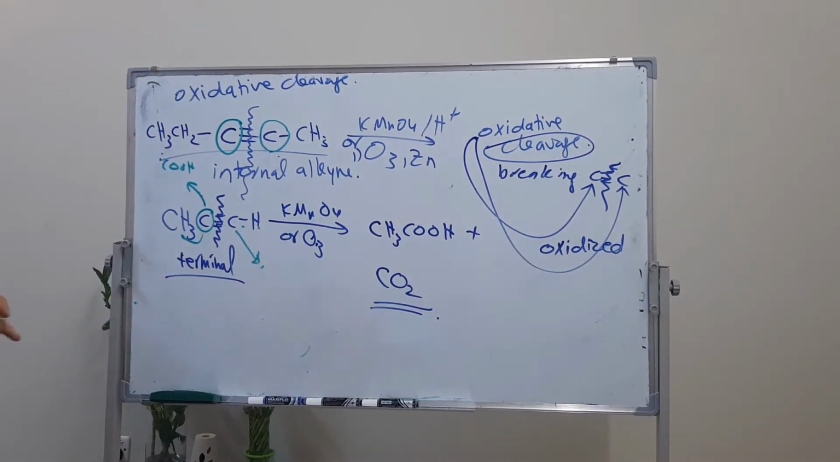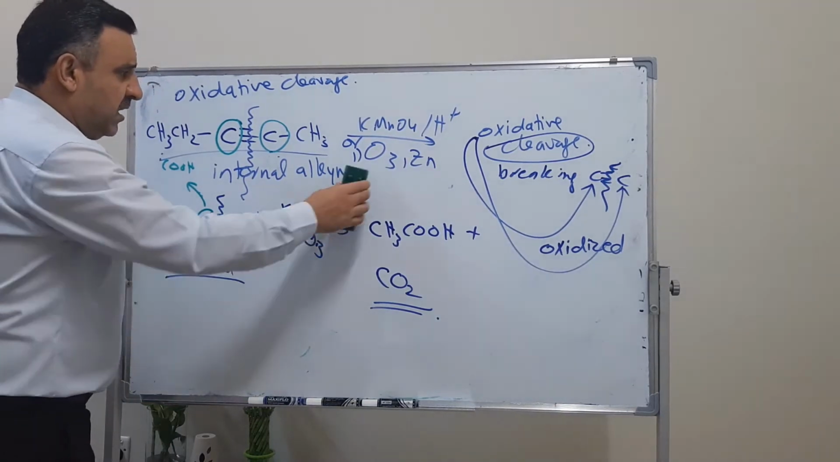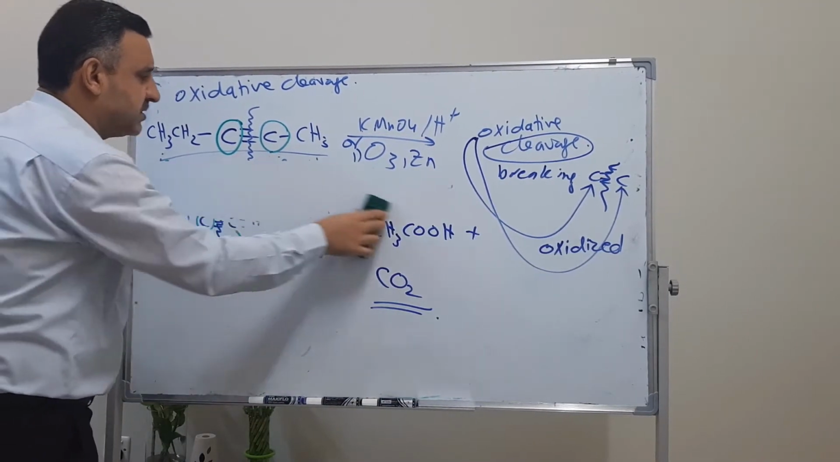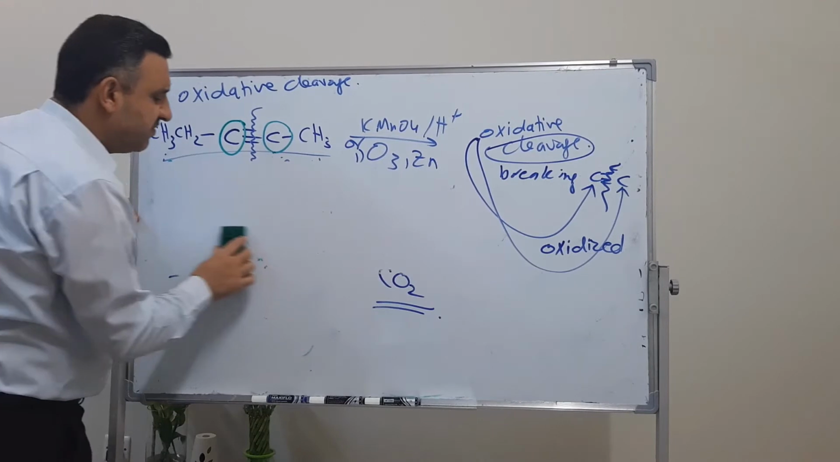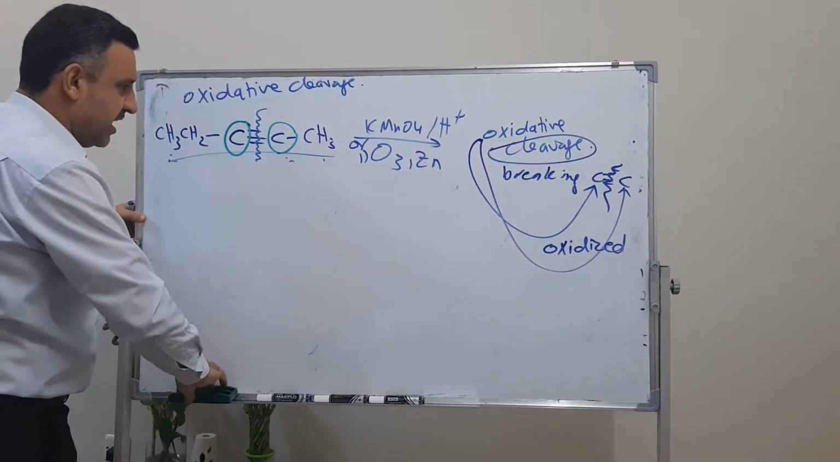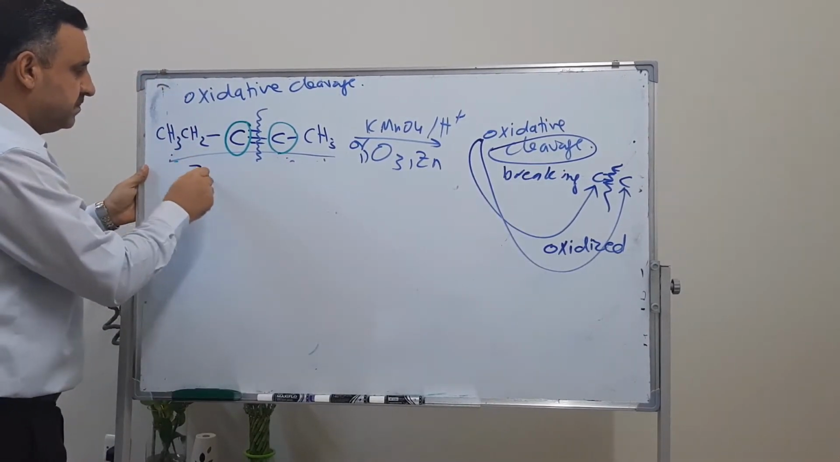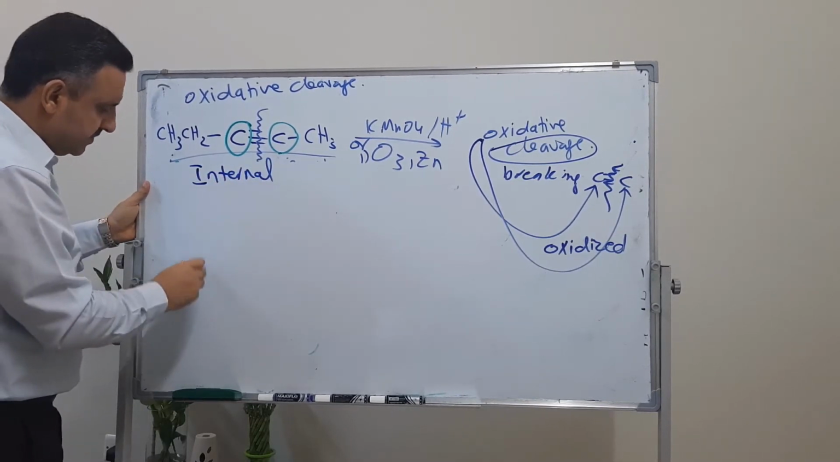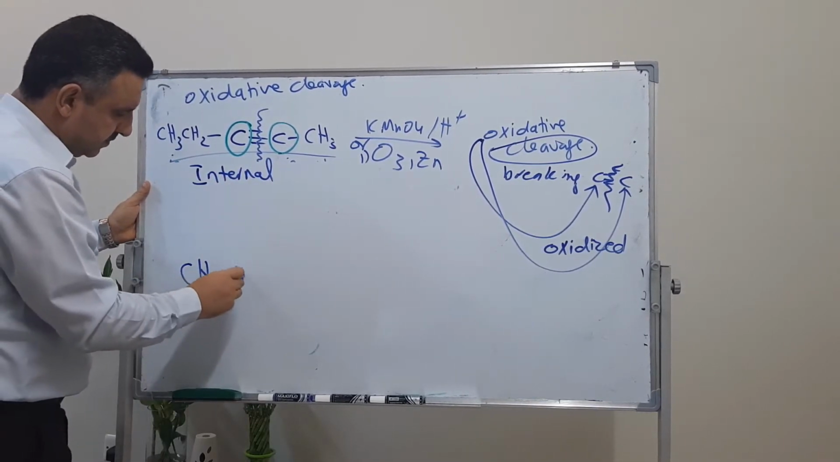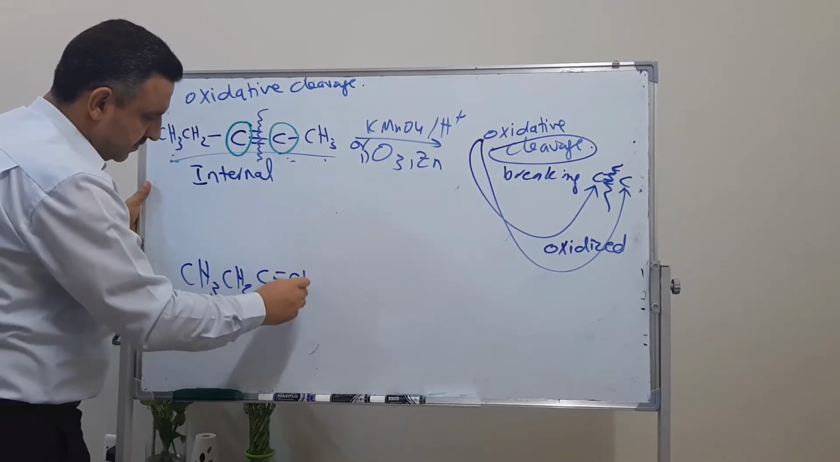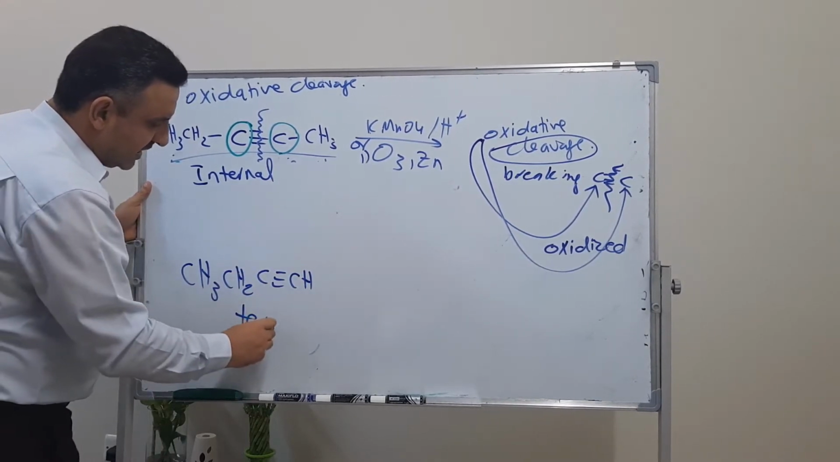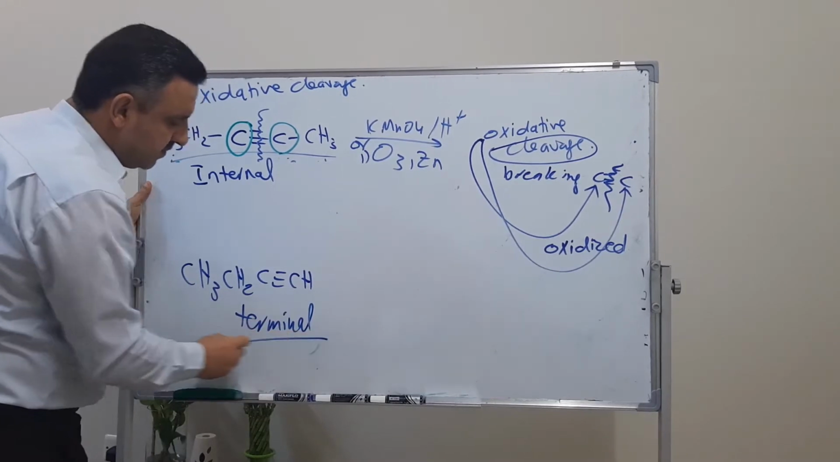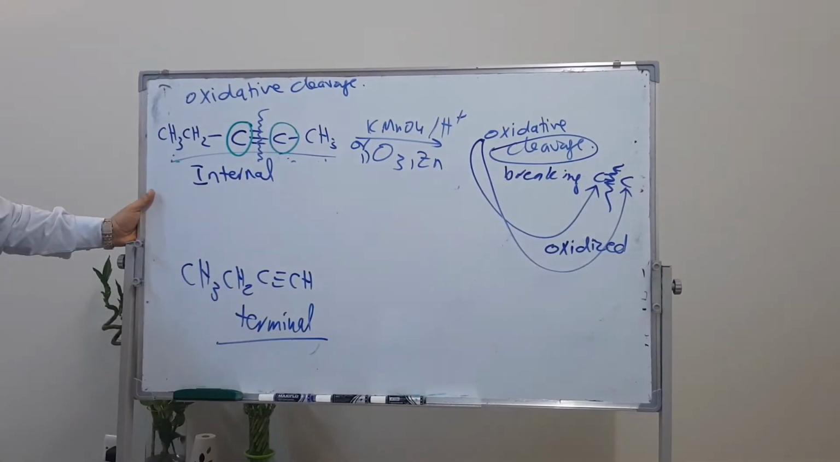Now we say alkynes can be classified into two types. They can be internal or terminal. Is that clear so far? Is that clear, guys?